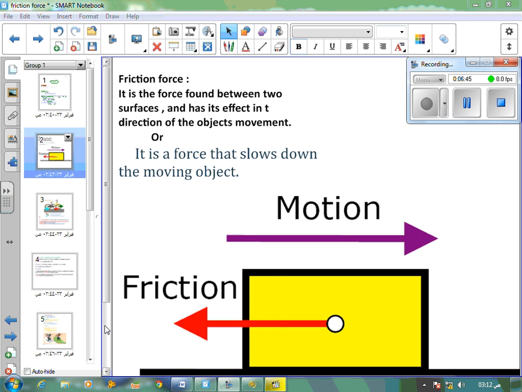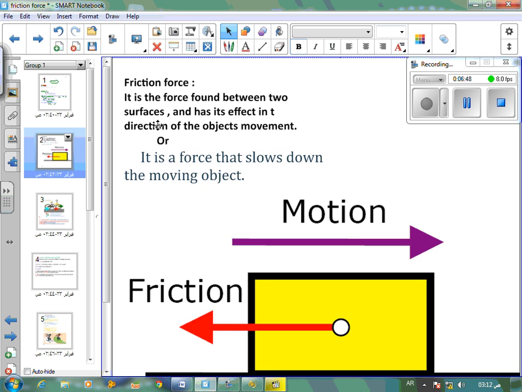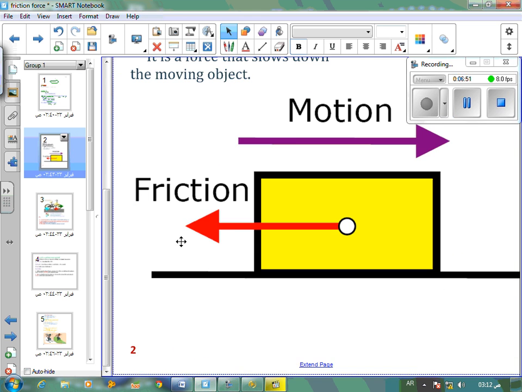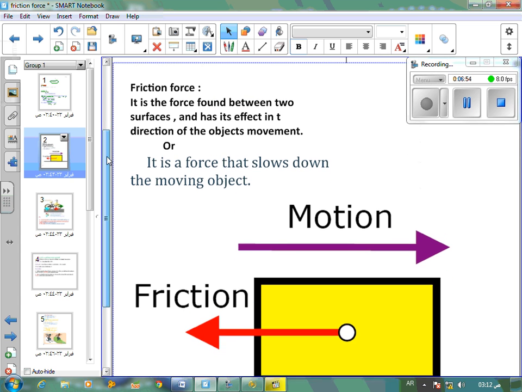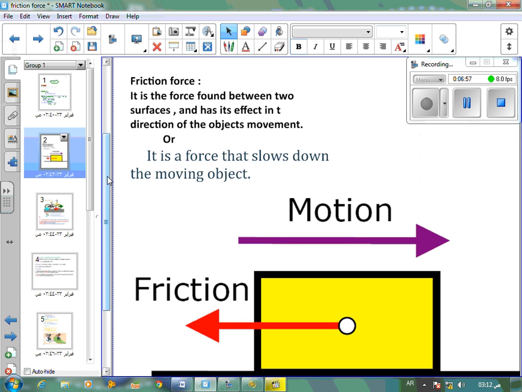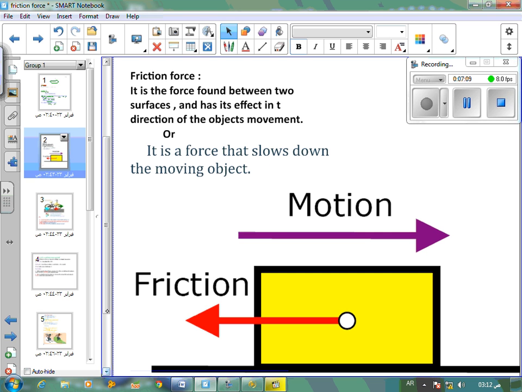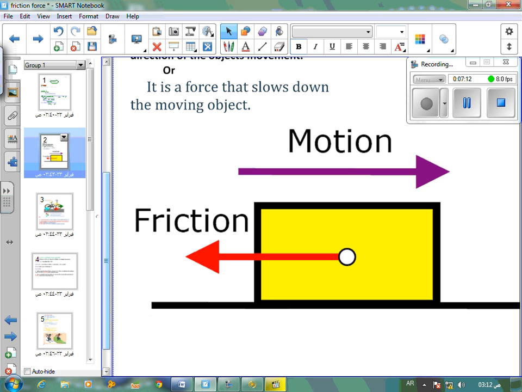So we will conclude that the friction force is the force found between two surfaces and has its effect in the opposite direction of the object's movement, or it is a force that slows down the moving object. Look at this figure carefully that shows the direction of friction force. We will find that the direction of motion is opposite to the friction force. So it slows down the movement of objects.